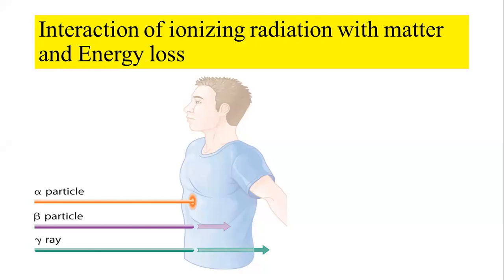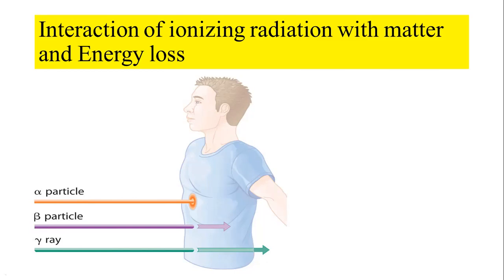Welcome to the new topic, which is the interaction of ionizing radiation with matter and its loss of energy. First, look at this image, and just for a while stop the video and concentrate on it. What information are you getting after looking at this image? These are the different particles or radiation: alpha, beta, and gamma. And this is the mass.